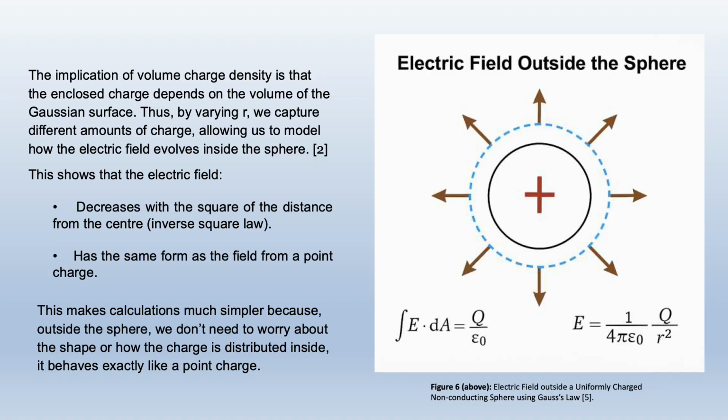Reiterating, outside the charged sphere, the electric field follows the inverse square law, just like a point charge, meaning the field gets weaker with distance, and we can simplify the formula. E equals 1 over 4 pi epsilon naught times Q over r squared.